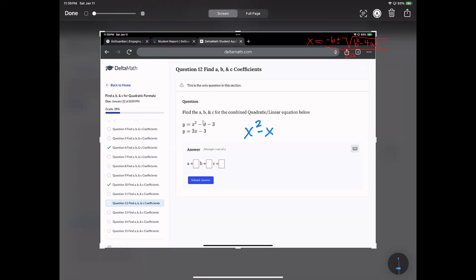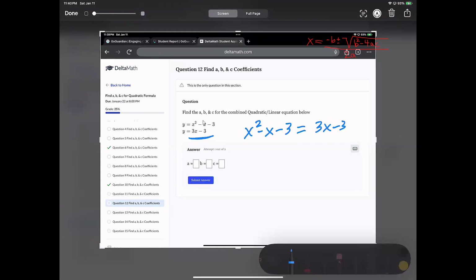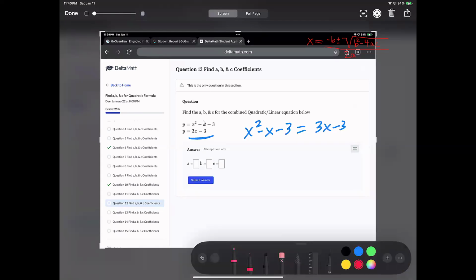So this is going to be x squared minus x minus 3 is equal to 3x minus 3. Now, we can use the quadratic formula, but before we can do that, we have to move the 3x and the minus 3 over. So the way we're going to do that is, let's make this red. We're going to subtract 3x from here, and then we're going to add 3 because we're doing the opposite. And we're going to add 3 here.